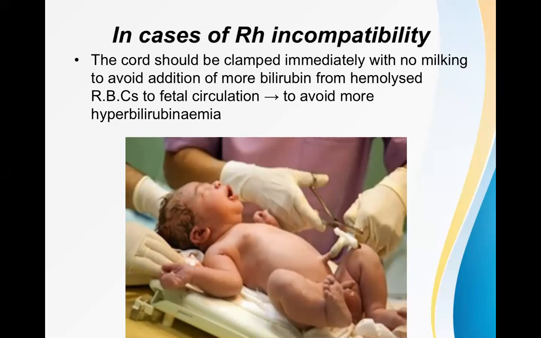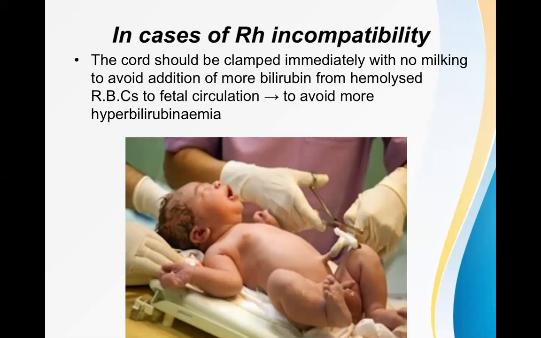Now remember, what is the effect of that antibody on the RBC? What will that antibody do to the RBC? What is the answer? Breakdown of the RBC. Hemolysis will occur. Very good. Breakdown, or hemolysis. Excellent. So it is already there. But if you milk the cord further, you will help more of those antibodies to enter the baby. That's why milking of the cord is not done in case of RH incompatibility.